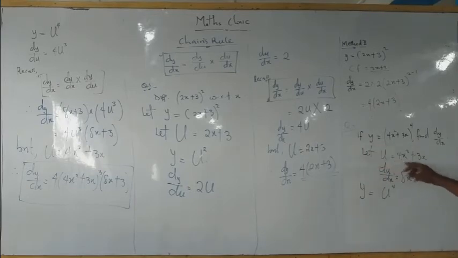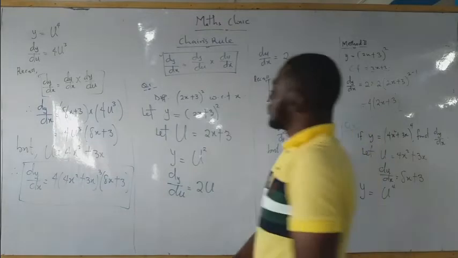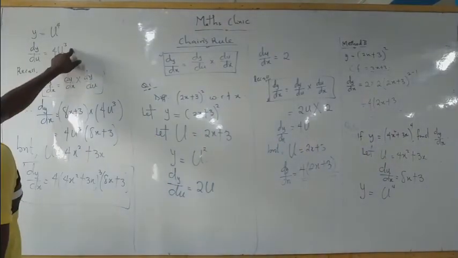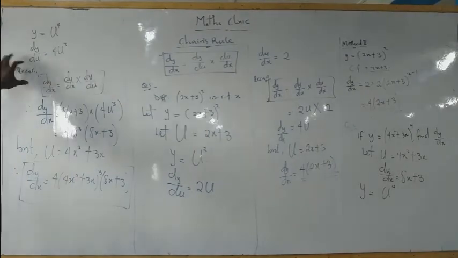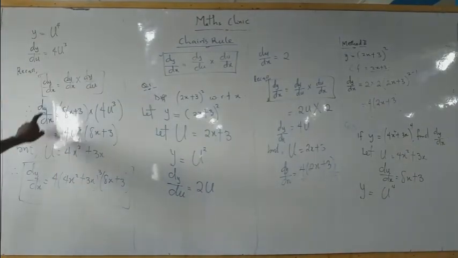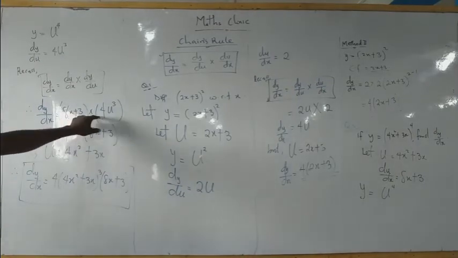Since let y equals this, it means that let u equals this. It means that anywhere we see 4x squared plus 3x, we put u. So y equals u raised to power 4. So we need to differentiate y with respect to u. So that will be dy/du equals 4u raised to power 3. So recall from here that this equals this. Therefore dy/dx equals this times this.